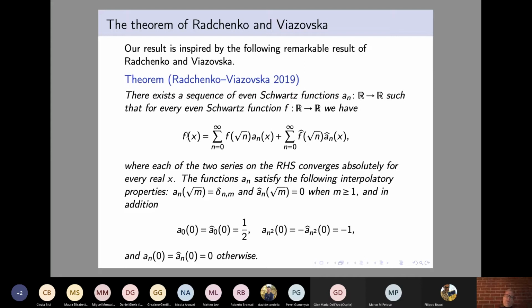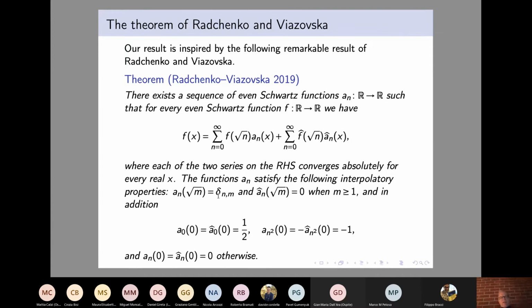The result is that functions in the Schwartz space, or even Schwartz functions, can be represented in terms of a Fourier interpolation basis. So we can have basis functions a_n, and then we have the Fourier transform of a_n. So it's symmetric in this way too. And then we can express f in terms of the values of the function at square root n and the Fourier transform of the function at square root n in this way. And again, these basis functions have nice interpolation properties.